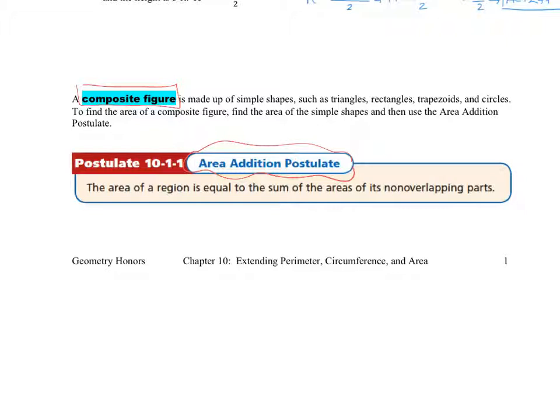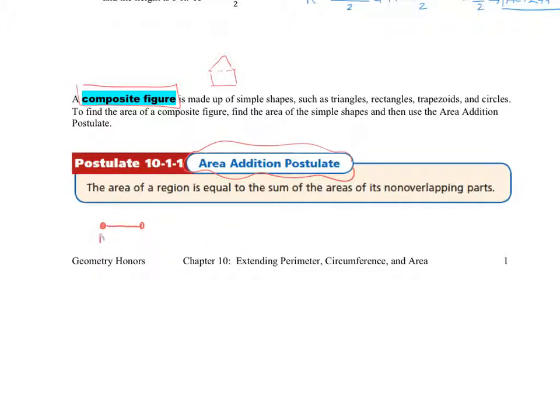So for instance, like a house doesn't have to have that line in between, but you could then create a triangle out of it and a rectangle. So when you find the area of each one of those and add them together, that's area addition postulate. We've had addition postulates before, like segment addition postulate.